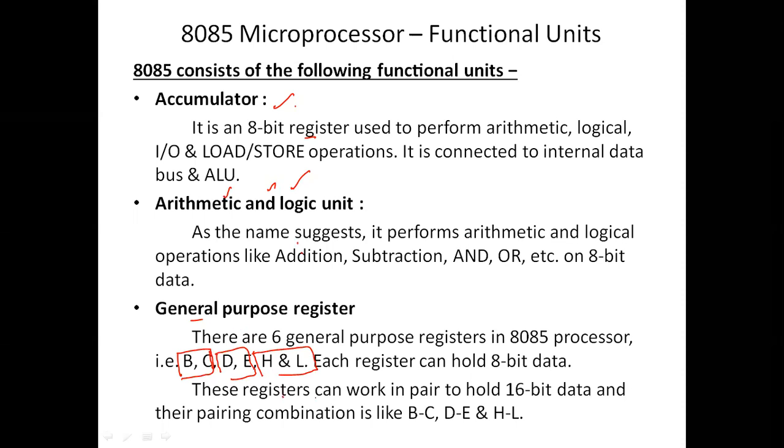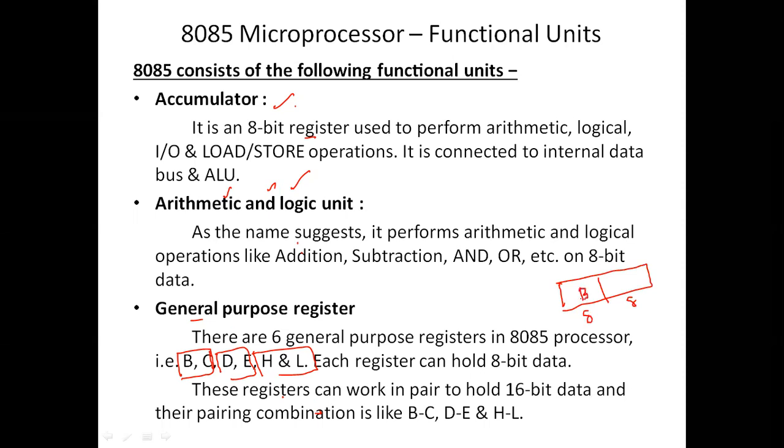So each register can hold 8 bits of data. If you want to hold 16 bits of data, then we have to make use of the pairs: BC pair, DE pair, and the HL pair. Suppose the data is 16 bit, so here 8 bits are going to be stored and here 8 bits are going to be stored.